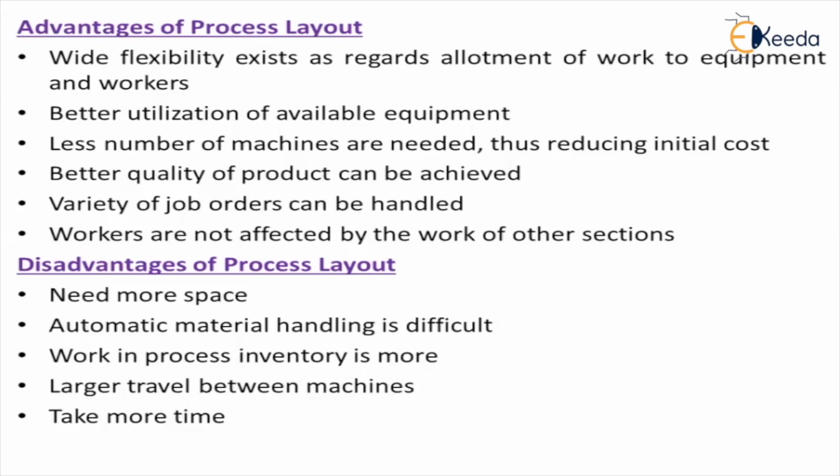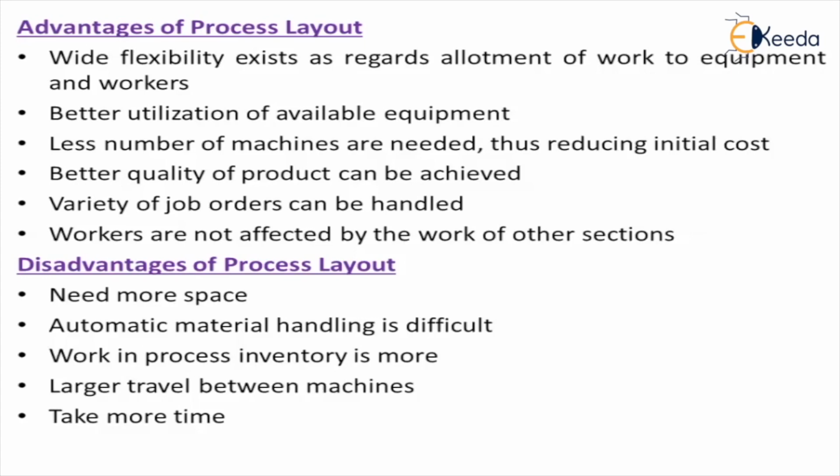What are the disadvantages? Again, it needs more space. Then automatic material handling is not possible, because since it is not streamlined, while carrying, the RGVs and the AGVs may hit together and it may damage. Then work in process inventory is more. Inventory during working is more.